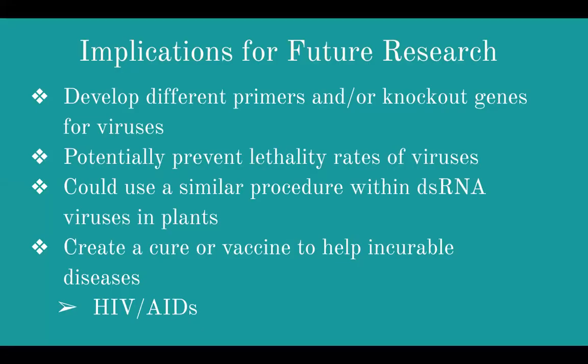So the implications for future research are to use the mechanism to develop different primers and/or knockout genes for multiple viruses, and to potentially reduce lethality rates of viruses. We can also use the RNAi mechanism within plant viruses as well as insect viruses. And with the mechanism, we would try to create a cure or vaccine to help incurable diseases such as HIV or AIDS.